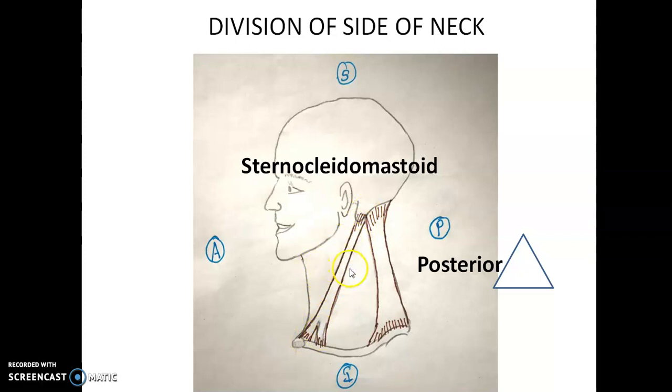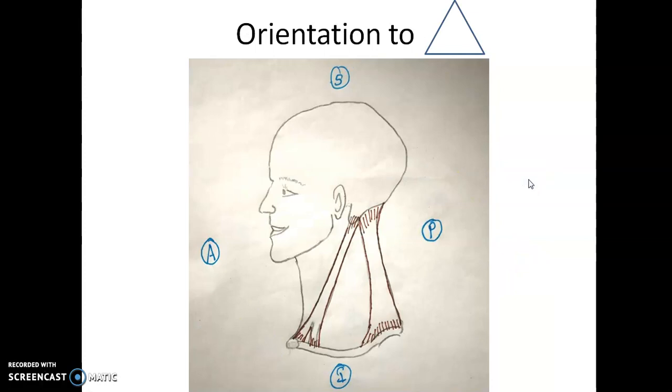The triangle which is behind this is called the posterior triangle, this one. And the triangle in front of the sternocleidomastoid is called the anterior triangle, this one. So the side of the neck is divided into two triangles, anterior and posterior triangle, by a muscle called sternocleidomastoid.